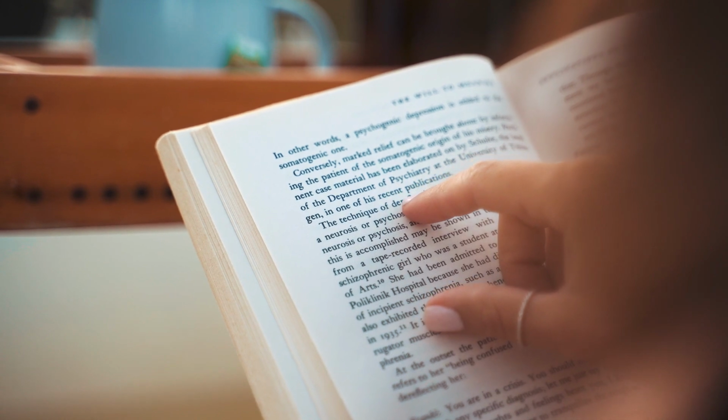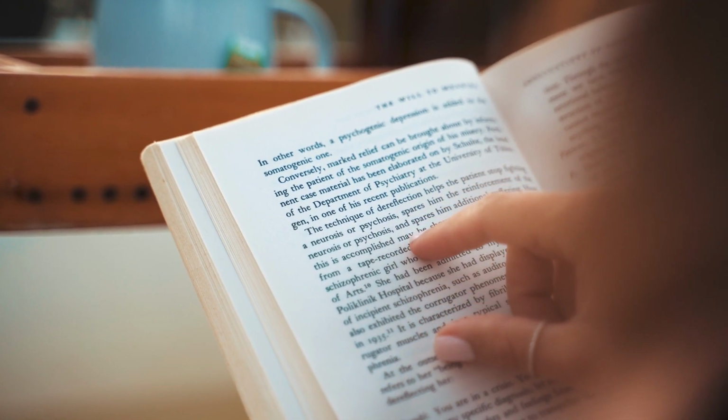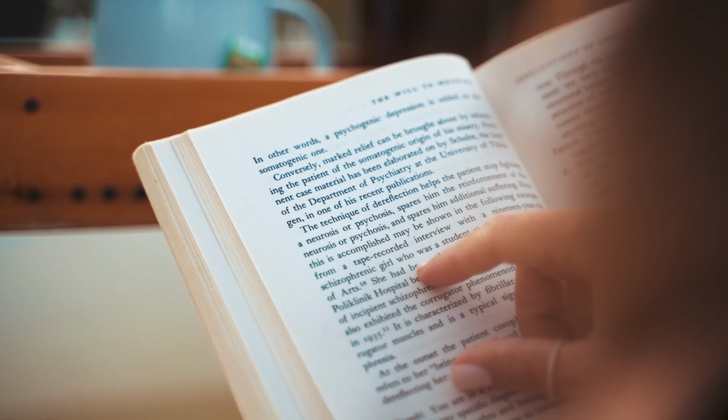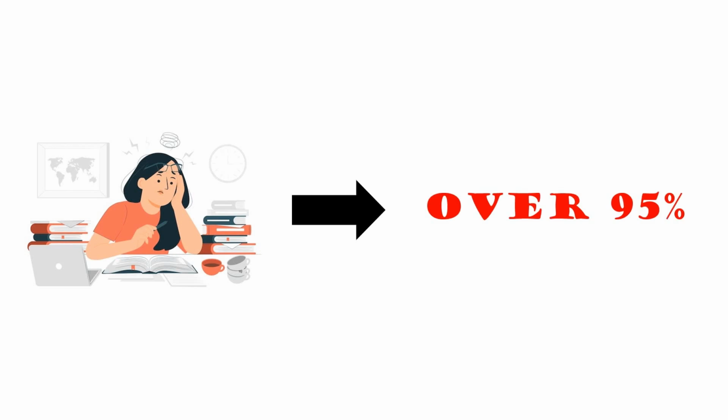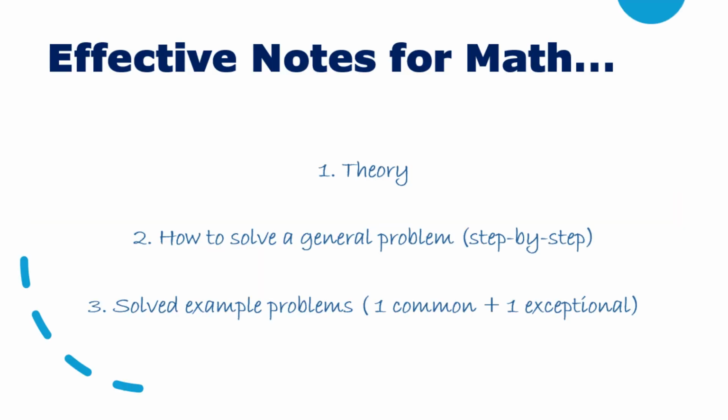For math, there's a specific format of notes that I took to make my life easier, which helped me to go from struggling with it to getting over 95% for almost all my units at AS levels. This consists of 3 parts. The theory, how to generally solve a problem you might get step by step, and solved example problems. I recommend taking down one common example and one exceptional example. Referring to these notes before practicing past papers will help you guys to make revision for math much easier.